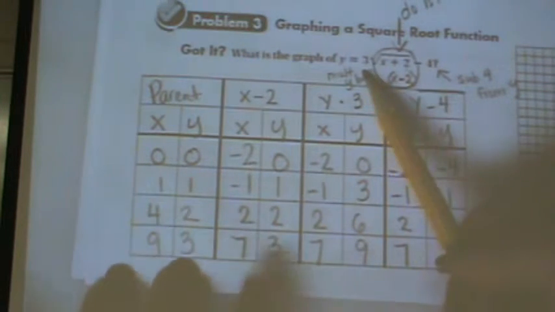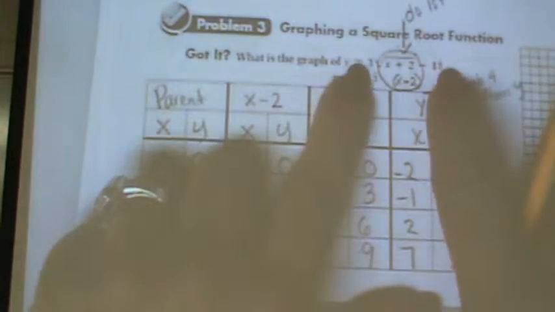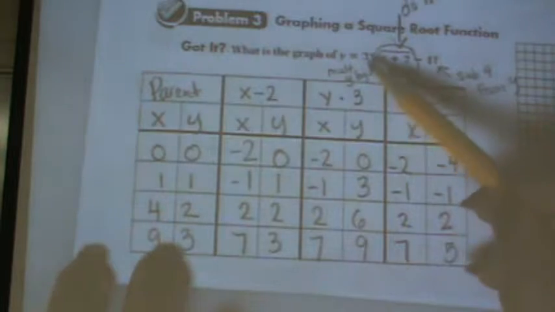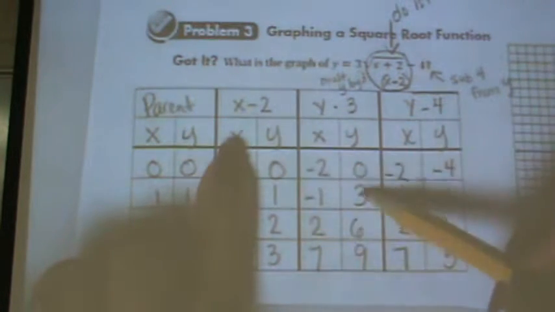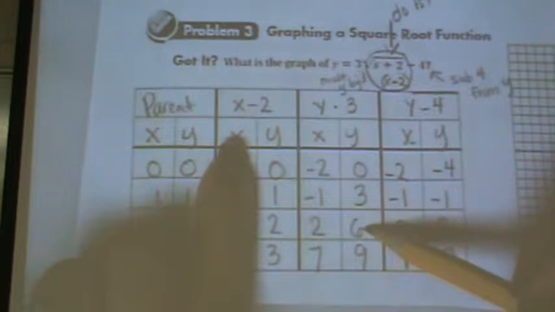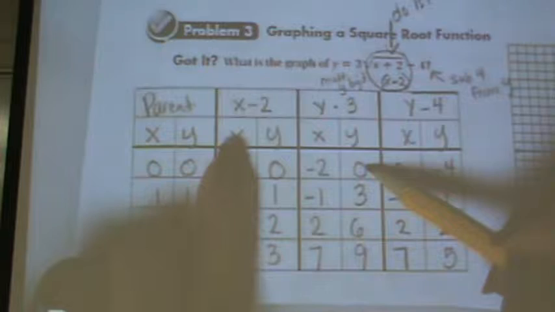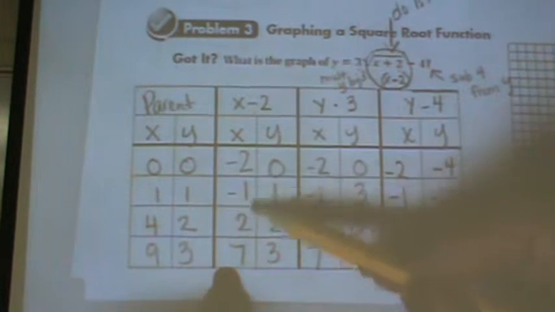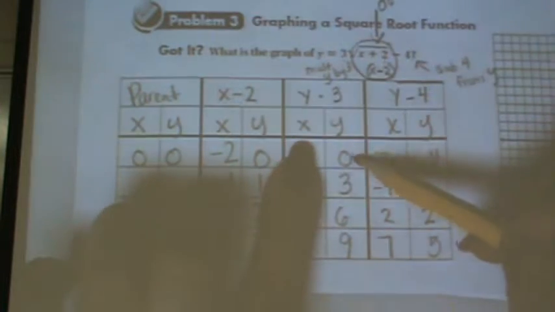Then you move on to this number right here, this 3. These 2 numbers affect your y value. You're going to take your y's and multiply them by 3. So all of these multiplied by 3 gives us 2 times 3 is 6, 3 times 3 is 9, 1 times 3 is 3, and 0 times 3 is 0. Keeping our x values the same. And then the last thing, you're going to subtract 4 from these y values.